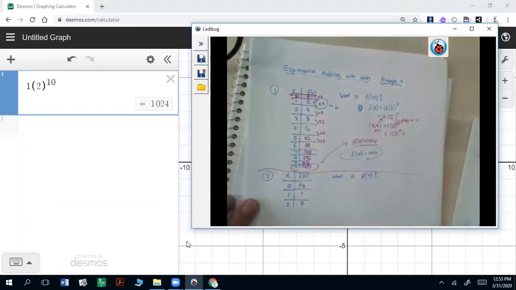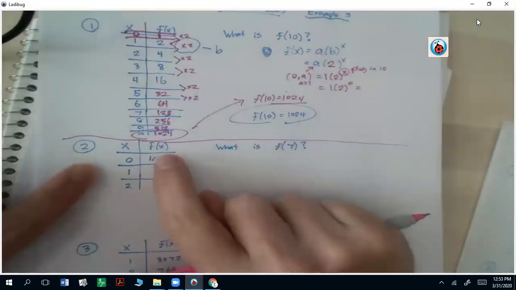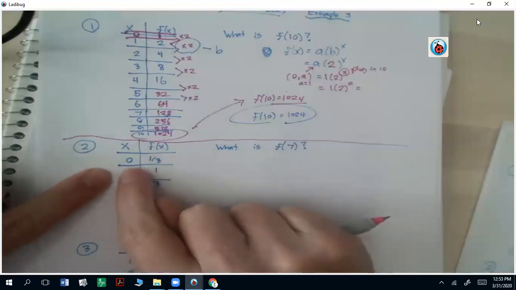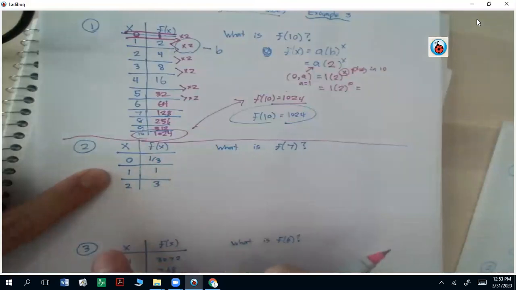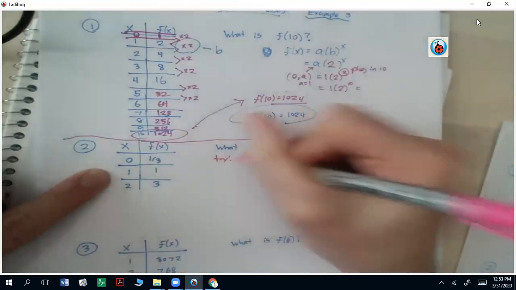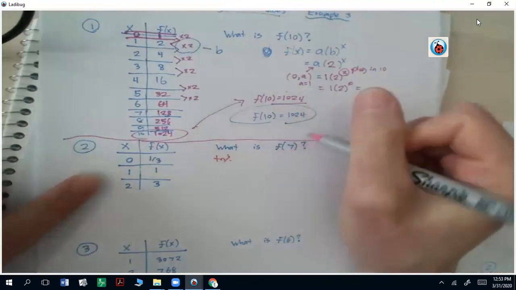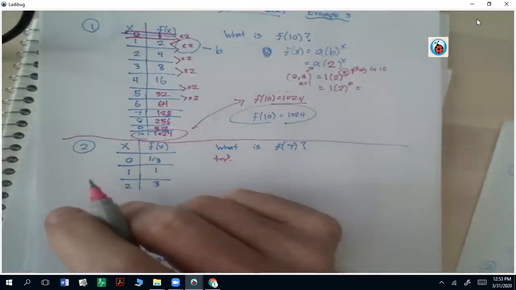All right, try this one. What is f of 7 for question number 2? I have a table starting with 0, 1, 2, 1/3, 1, and 3. So what is that pattern being multiplied? Try this. See if you could figure out f of 7. Pause the video and figure it out, and you can check with me.